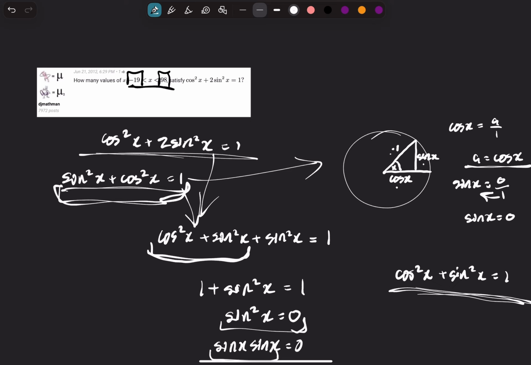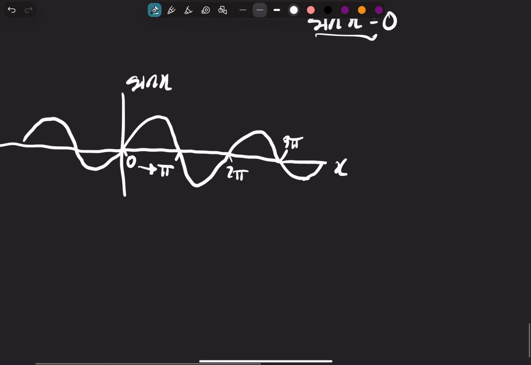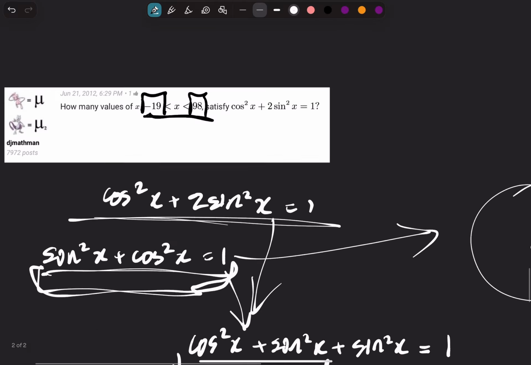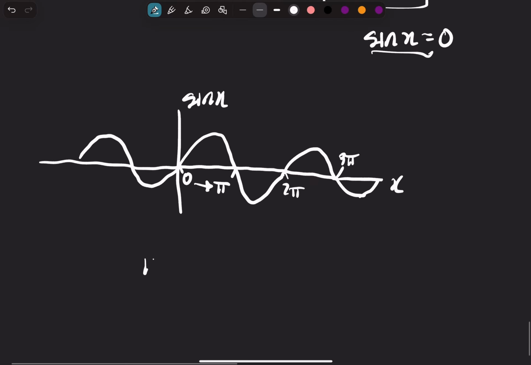So let's start with the negative 19 first. Let's say, how I did this was I just tested out a bunch of values, right? So I know that pi is roughly equal to 3.